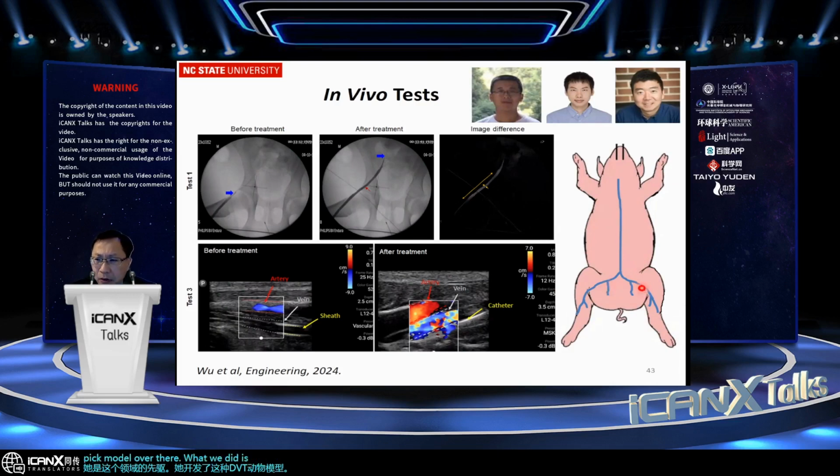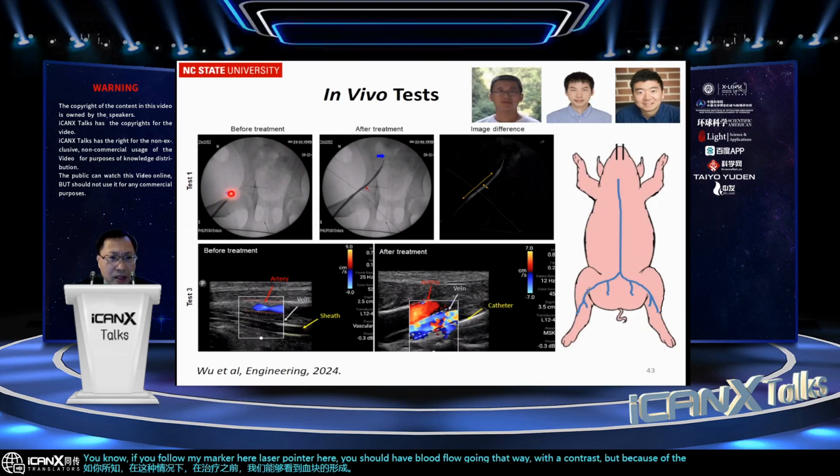What we did is, in the femoral vein here in the leg area, we generate a blood clot a centimeter long, and then we introduce our catheter inside to do the thrombolysis. In one test here, we see this angiography, fluorescence microscopy. Before the treatment, we're able to see the blood clot form. Supposedly, this is the vein. If you follow my laser pointer here, you should have blood flow going that way with a contrast. But because of the blood clot formed here, it's blocked here.